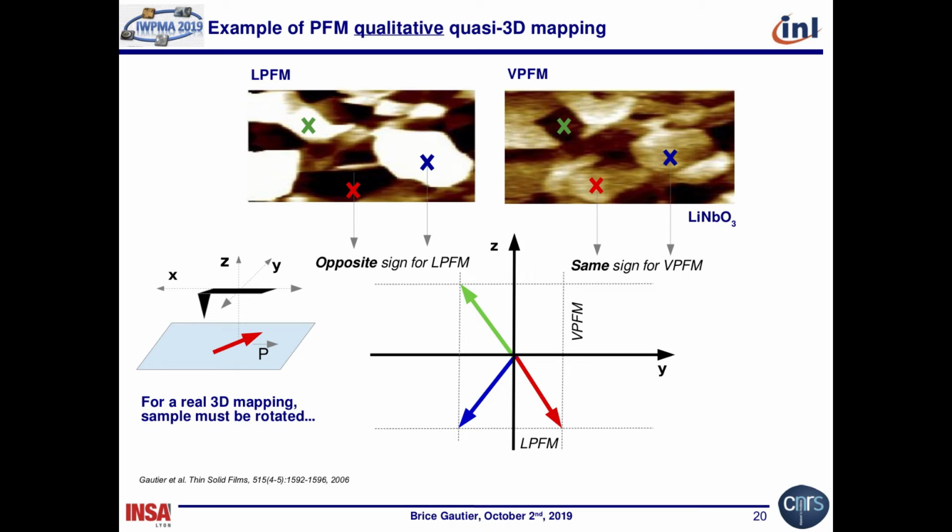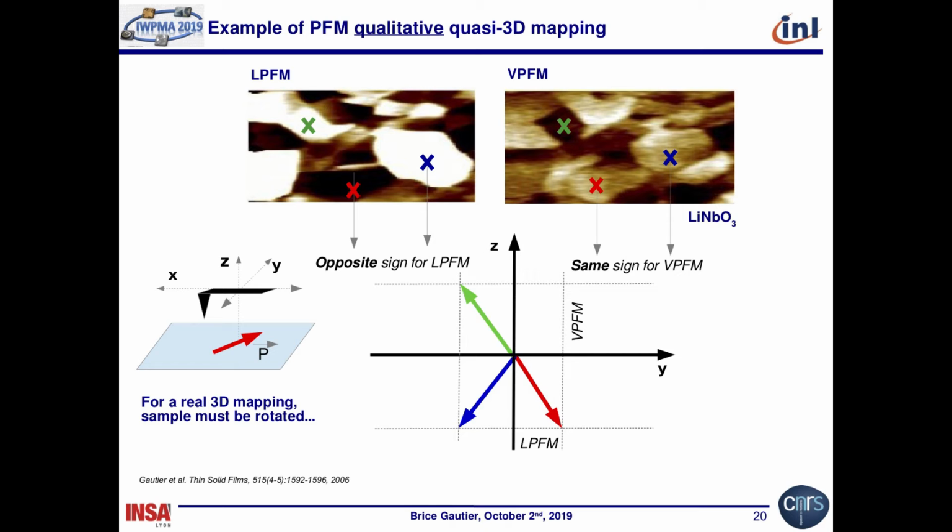The vertical PFM is the same, but if you take a look at the lateral PFM, this one is opposite to this one, so the projection of the polarization in the y direction there is opposite. So you have the same vertical, opposite lateral, maybe the polarization is like this. And if you just compare to this one, the vertical PFM signal is in the opposite direction, and blue and green share the same lateral PFM signal. Well, this could correspond to this situation.